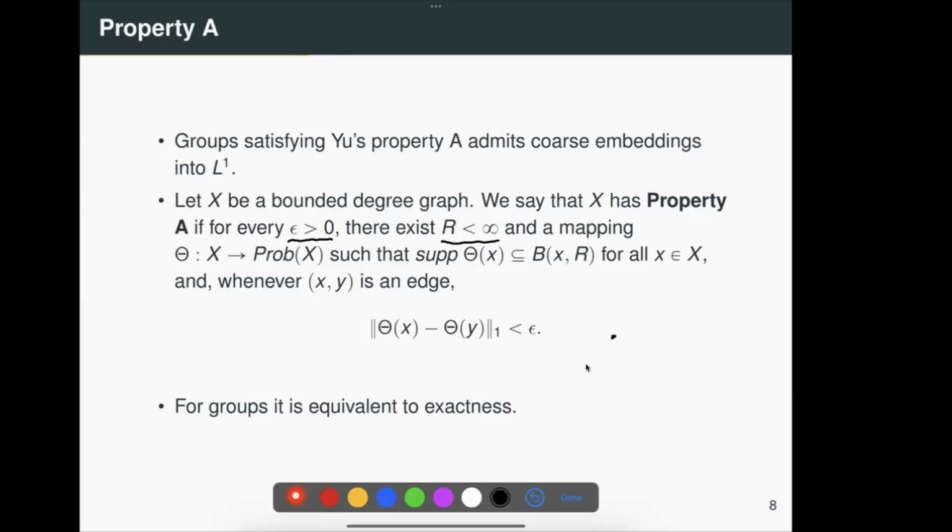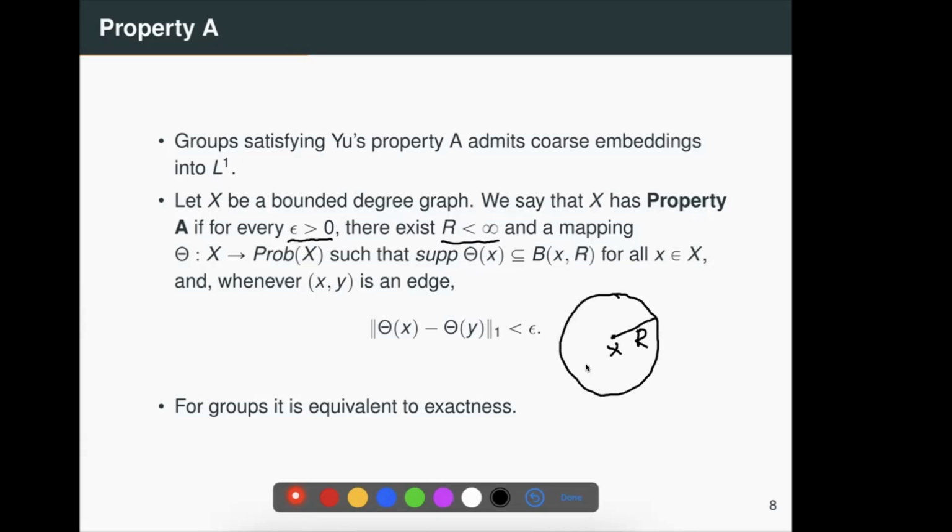So for this, the non-equivariance part is that you can take a point X, and then in this radius R, you can assign a probability measure supported on this ball. And so you assign to each point in the graph such a probability measure so that between neighboring vertices, you have this Ritter type condition that the total variation distance, or the L1 distance between this theta x and theta y, is controlled by epsilon.